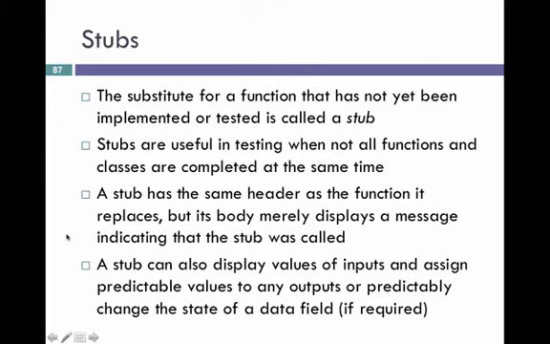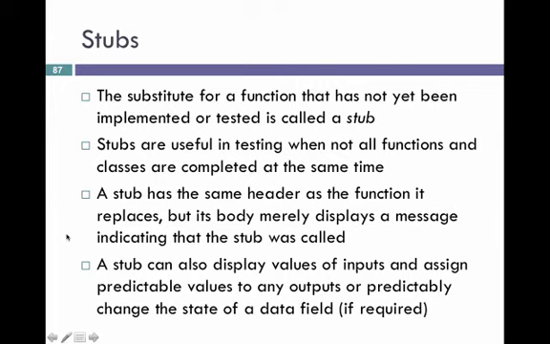Now, the substitute for a function that has not yet been implemented or tested is called a stub. So stubs are useful in testing when not all functions and classes are completed at the same time. Remember back to our model for software development, we said that testing starts early on in the development of the system.